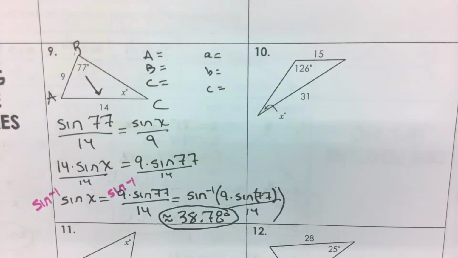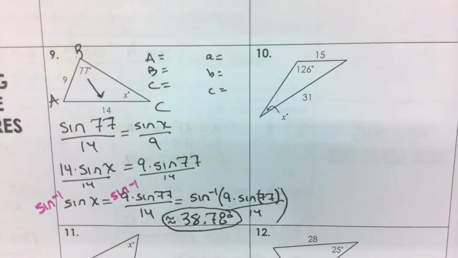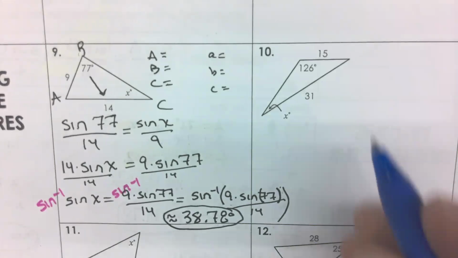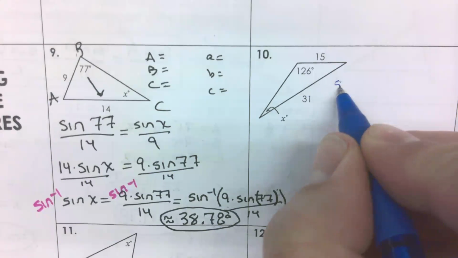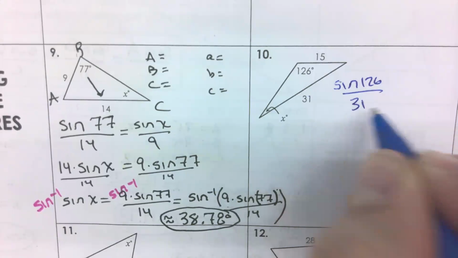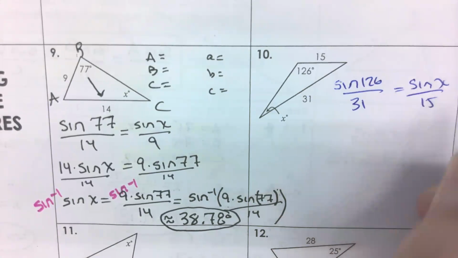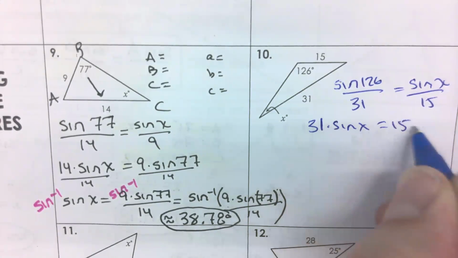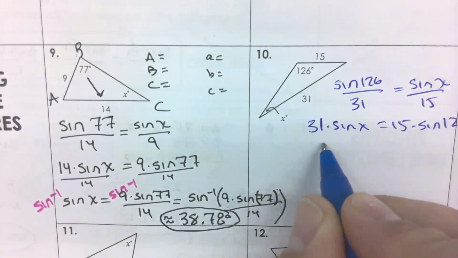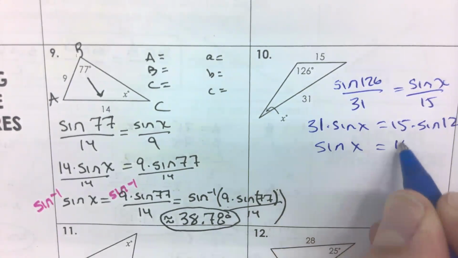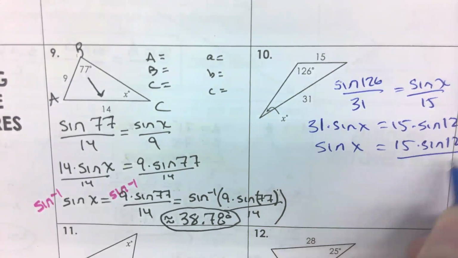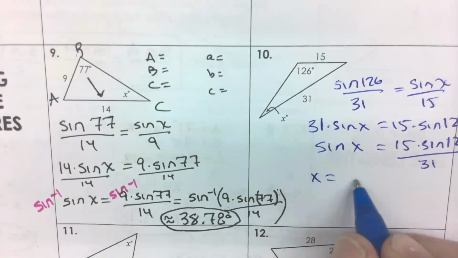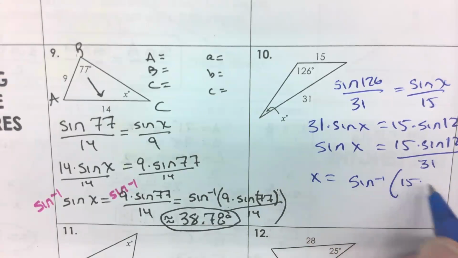I got a really close answer, but I don't think it's the right one. Okay, just a second. Please give me at least your focus to make sure we finish this one. So the sine of 126 over 31 equals the sine of x over 15. 31 times sine of x equals 15 times sine of 126. Sine of x equals 15 times sine of 126 over 31, which means x equals the inverse sine of that whole mess.